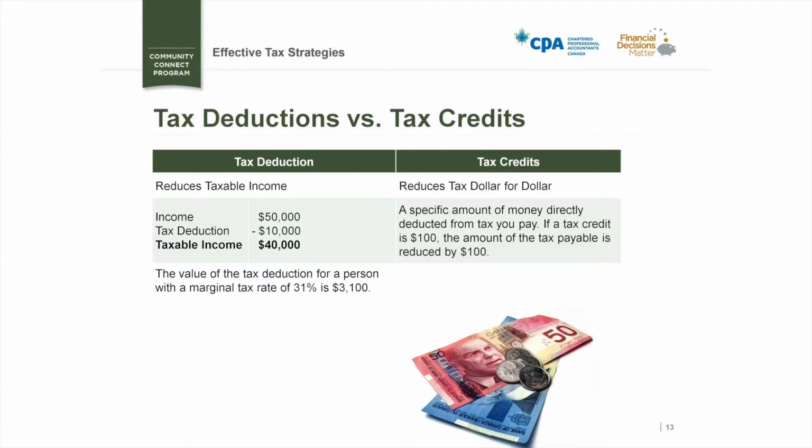tax deduction. So for example, persons with a marginal tax rate of 31% would get the benefit of $3,100 on a tax deduction. That's different than a tax credit, because a tax credit is a dollar for dollar reduction of your actual tax liability. So you're not multiplying your tax rate against the deduction. The credit actually reduces dollar for dollar your tax liability. So when you're trying to compare deductions to credits, you want to make sure that you're comparing them the appropriate way.